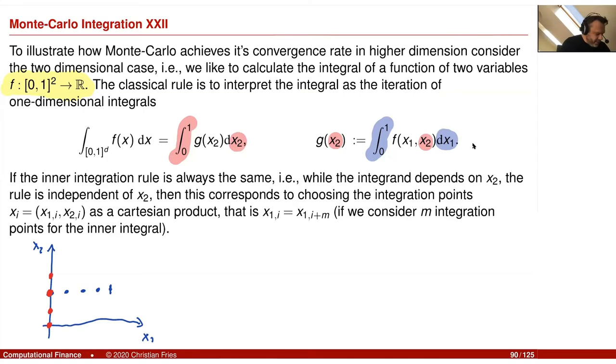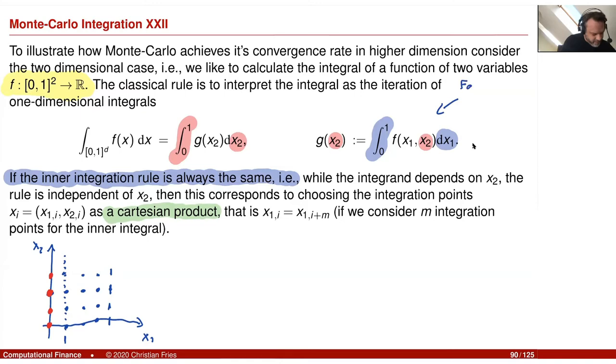And if we always use the same integration rule, the same integration algorithm for the inner rule, then this means that the integration points which we choose for x1 are always the same. Yeah, so only the x2 part is different and the x1 points are the same. So on these lines, I always have the same value for x1. So in other words, I have a Cartesian product of discretization points. And the reason that we have a Cartesian product is because inside we always use the same x1 discretization.